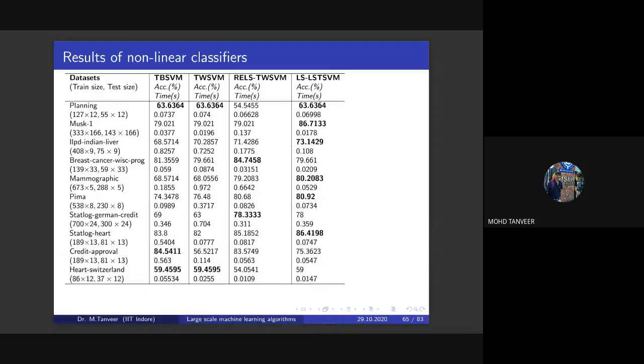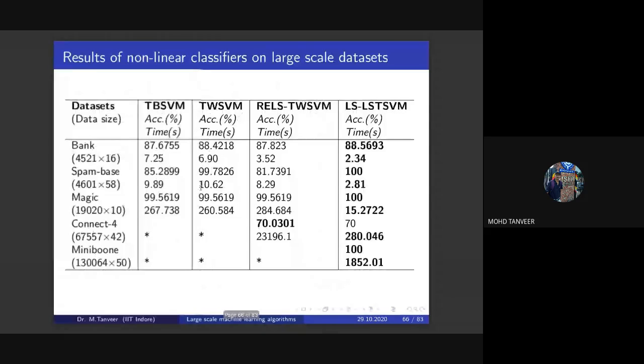But the essence of this model is for the large scale. Whether the model is applicable for large scale data or not, you can see these results. The size of the data goes up to 1,30,064, and you can see that the last column, the proposed idea for large scale data, is working fine, except the baseline models, which stop after some iterations. So this model performs better for large scale data.